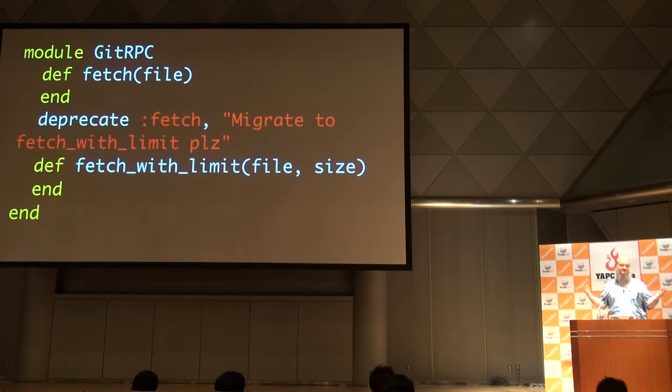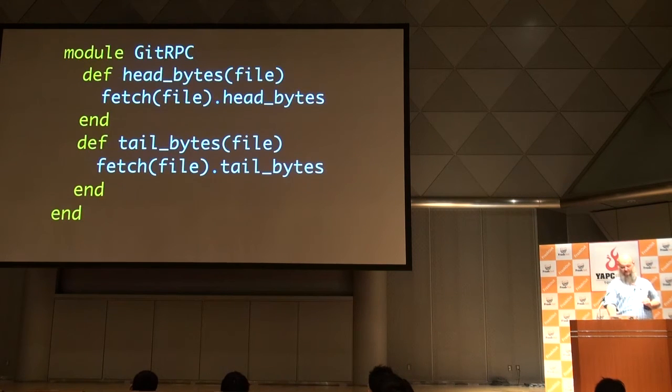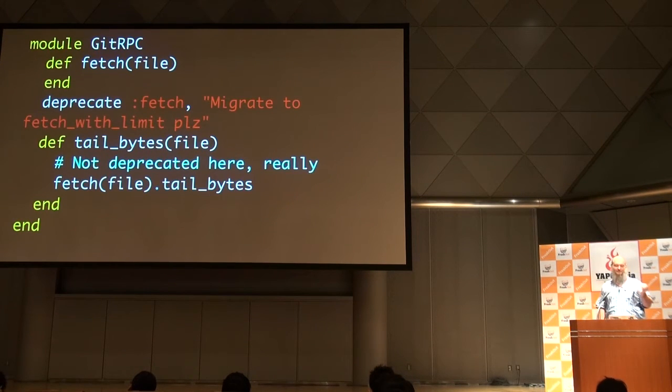But even deprecation, as powerful as it is, it's truly the number one refactoring tool that we have, doesn't always work. To go back to the head bytes and tail bytes example, we can deprecate fetch usually, but it's not actually deprecated for the tail bytes. So deprecation needs to be contextual. If it were to be more powerful, it needs to happen at runtime, and most systems don't do that. We'll get to that in a little bit.